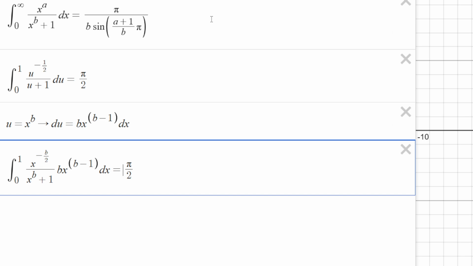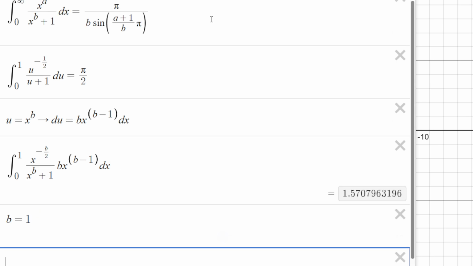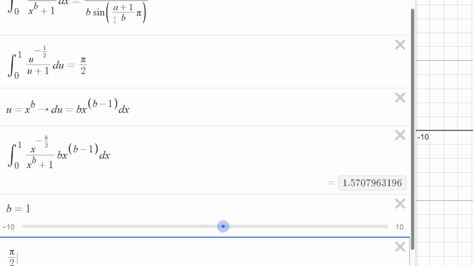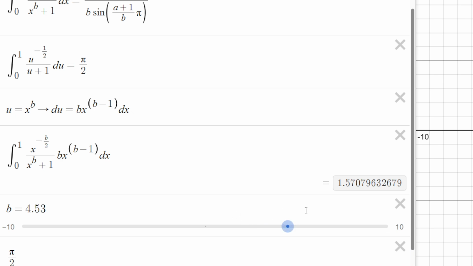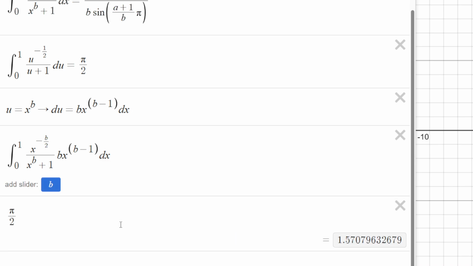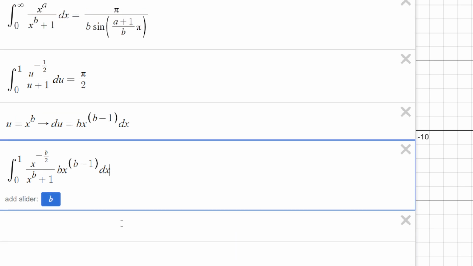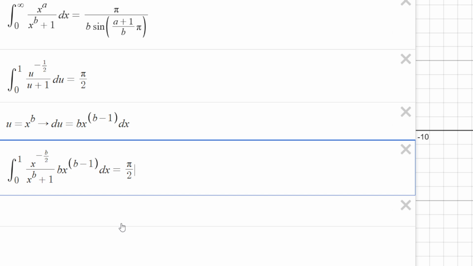Now I just want to show you that no matter what value of b we pick, well, actually, negative values are going to mess that up. But no matter what positive value of b we pick, it's going to be equal to pi over 2. So let's just go ahead and reassemble our equality here.